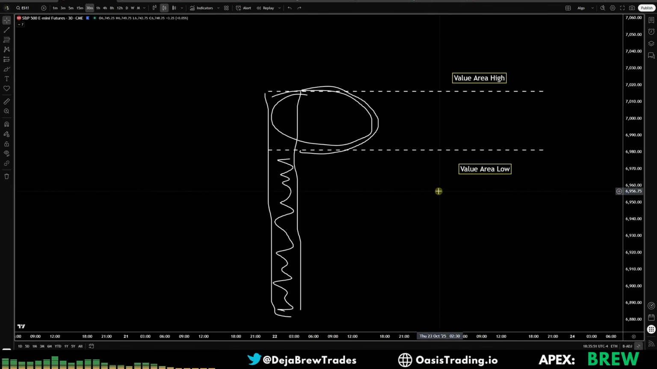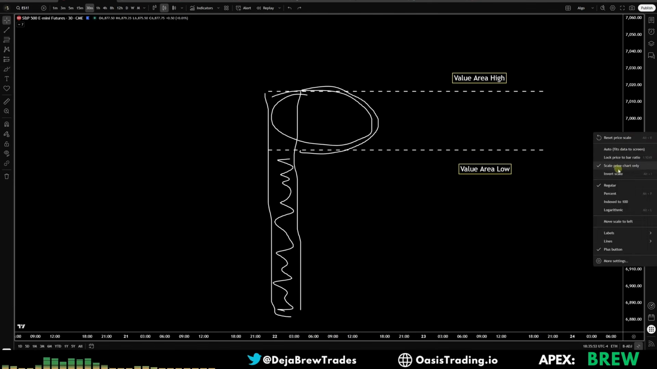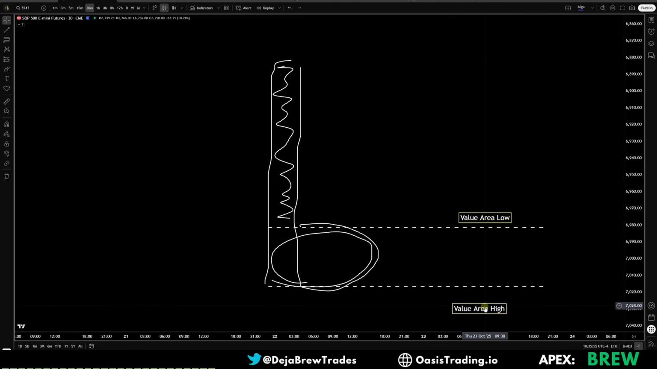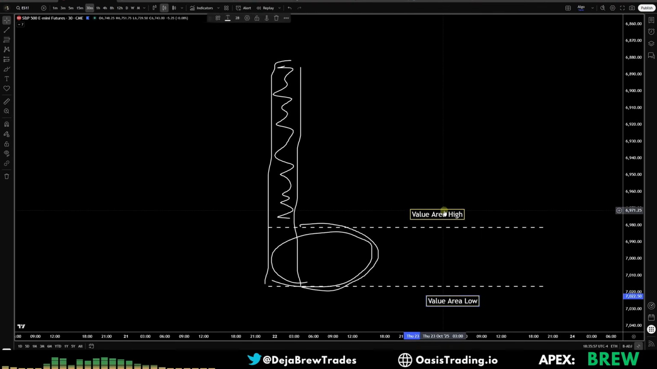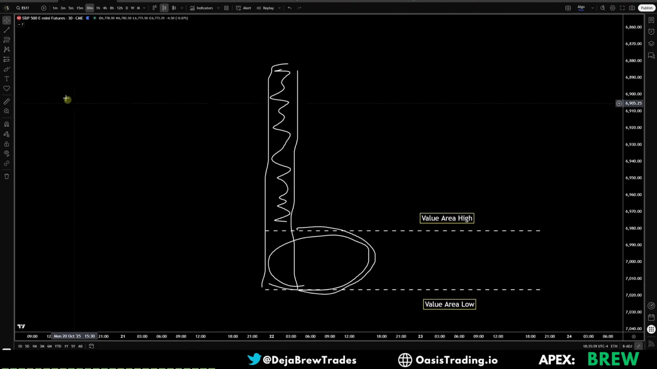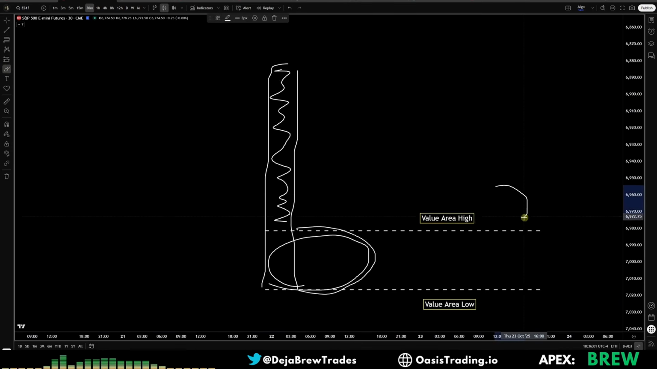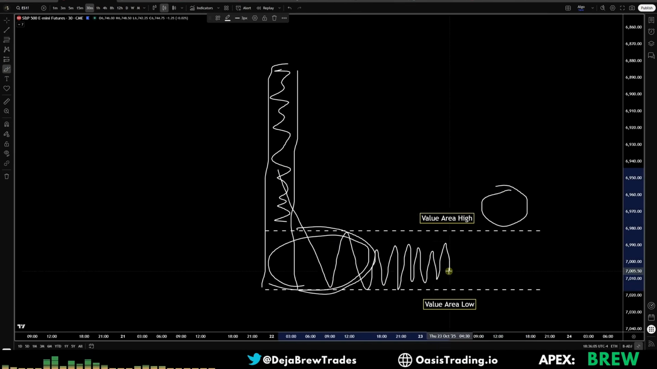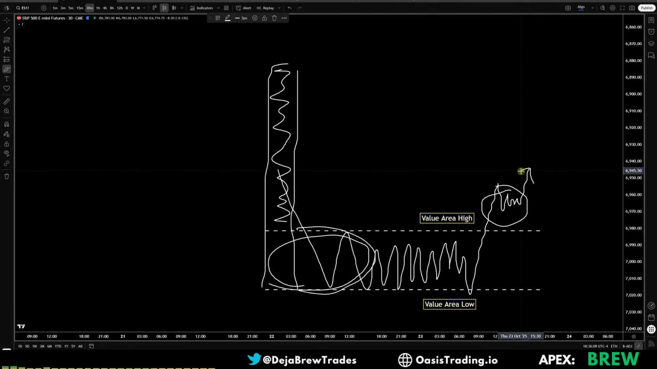Same thing with a lowercase b. Remember, you're just flipping the value area, right? So if we're finding value above that value high, think about if we're ranging, then we start to bounce, and we range a little bit, and we start to push up. So we're finding all this value above that value area high, and we're accepting it. We are protecting it, right?